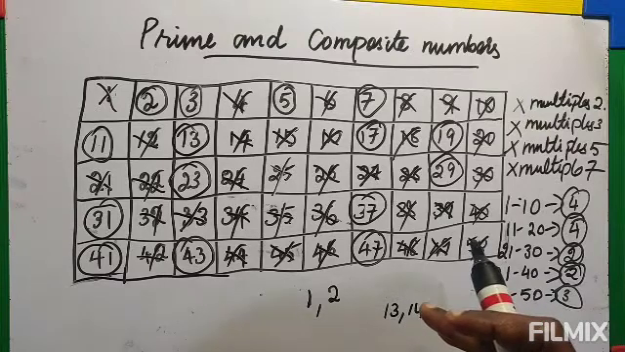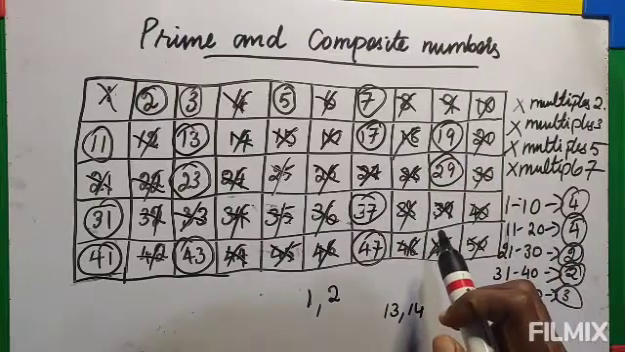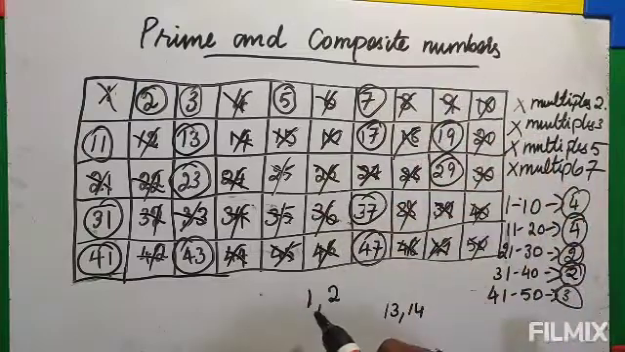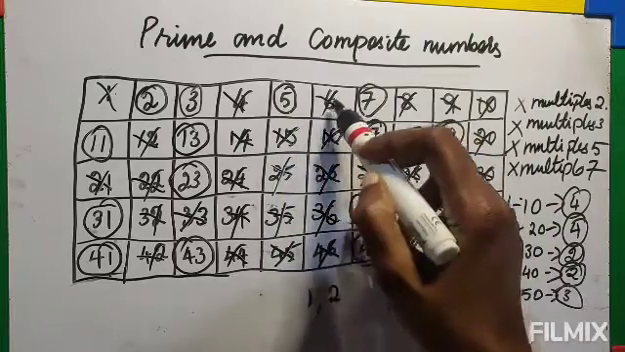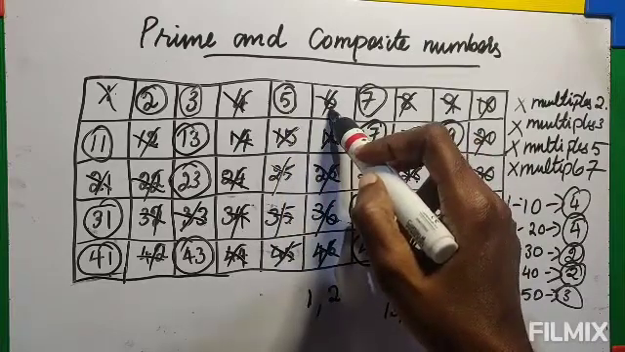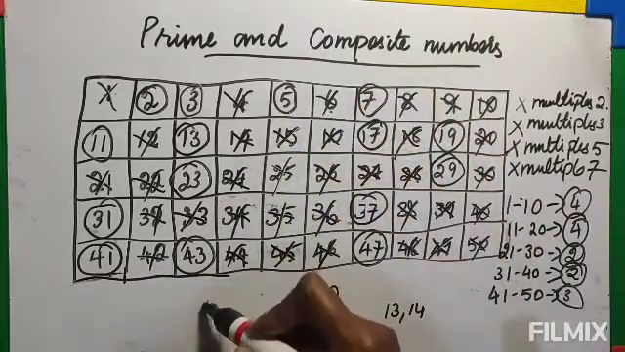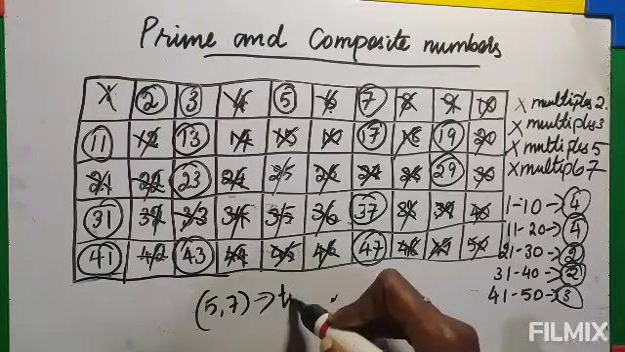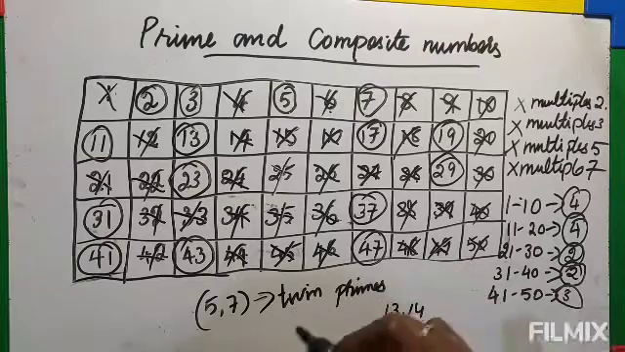Again, between two prime numbers, if they have only one composite number between them, they are called twin prime numbers. If you see the prime numbers 5 and 7, there is only one composite number between them, that is 6. So 5 and 7 are twin prime numbers, otherwise called twin primes.